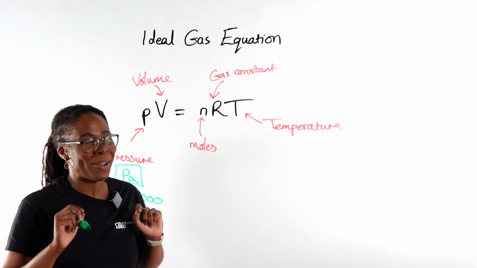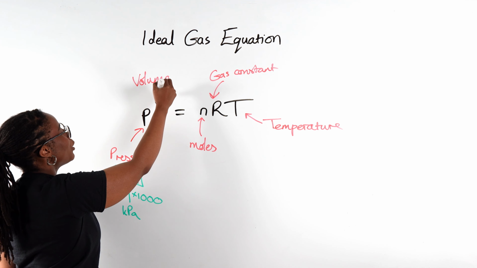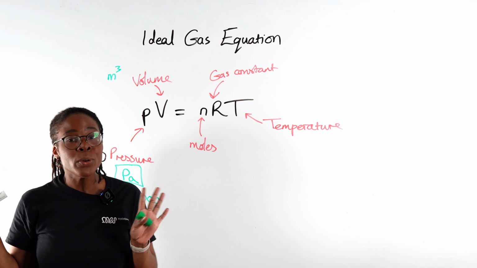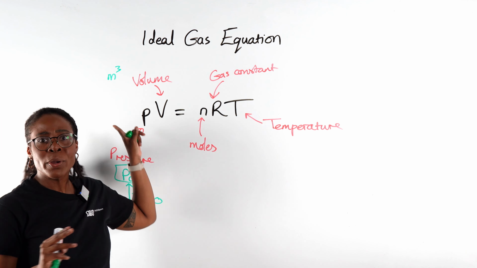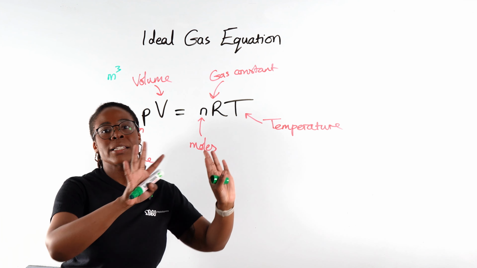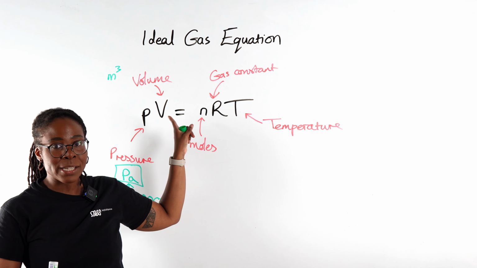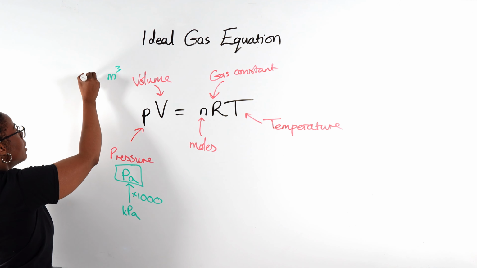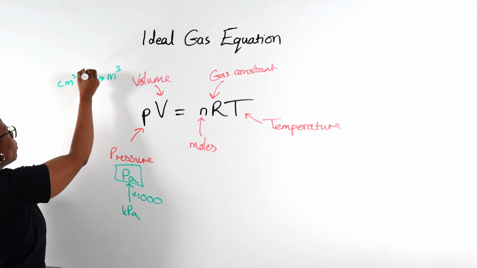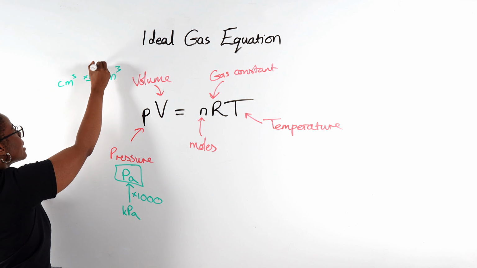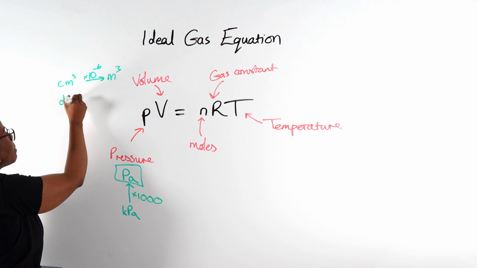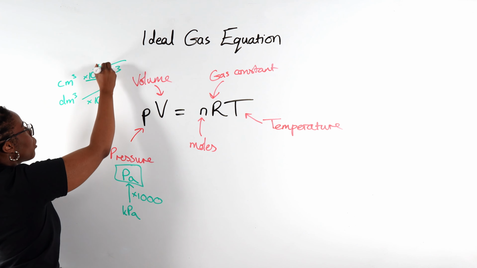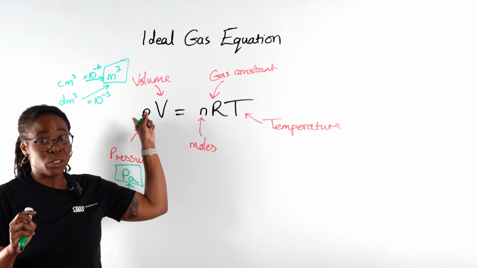Volume, oh, this is where things get a little bit tricky. Volume must be in meters cubed. And it is really the only place in your chemistry A level that you're going to see these units, right? We're so used to seeing centimeters cubed, decimeters cubed, but in the ideal gas equation, meters cubed are the standard units. Now, if we are given centimeters cubed, then we're going to multiply by 10 to the minus 6. Or if we're given decimeters cubed to get up to meters cubed, we're going to multiply by 10 to the minus 3. Okay, those are the unit conversions.